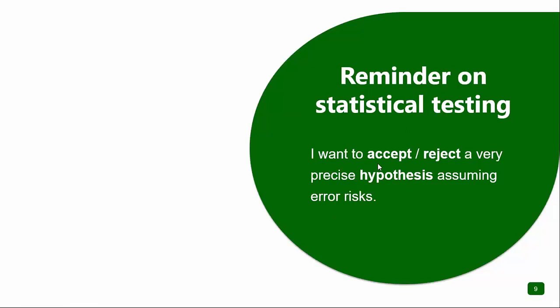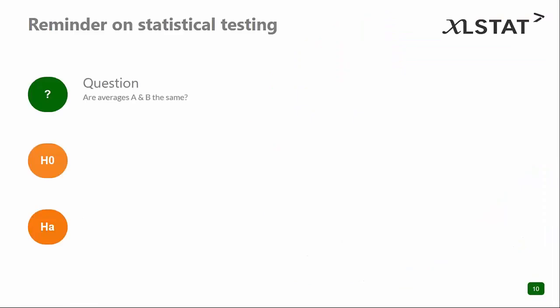So statistical tests allow us to accept or reject a very precise hypothesis, assuming error risks. Let us ask a question: are averages A and B the same? Statistical tests allow answering questions whose answer is yes or no, usually.